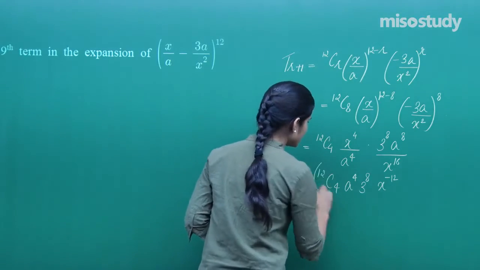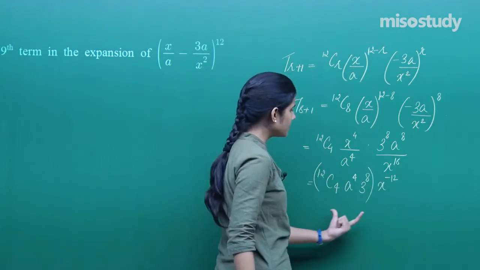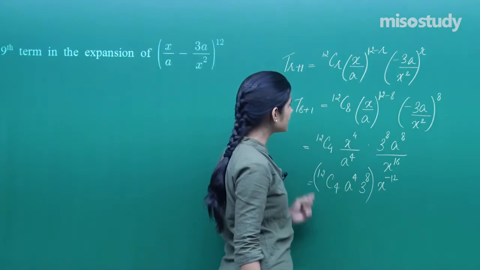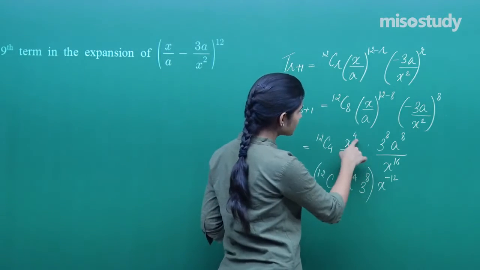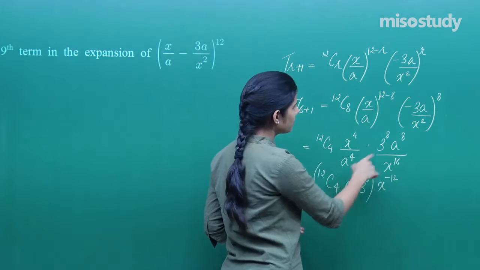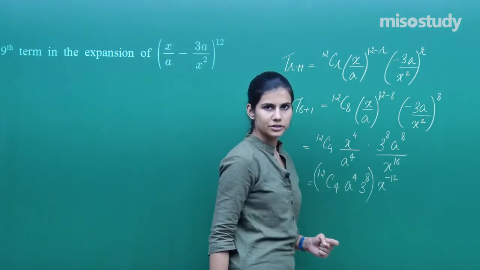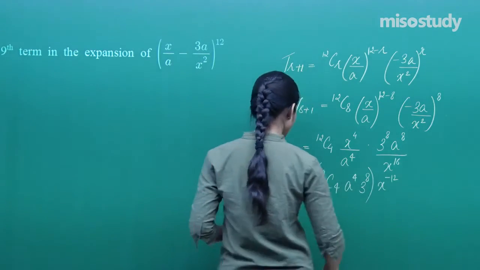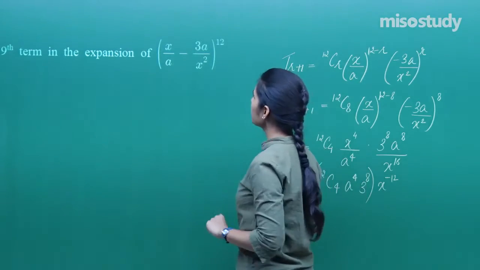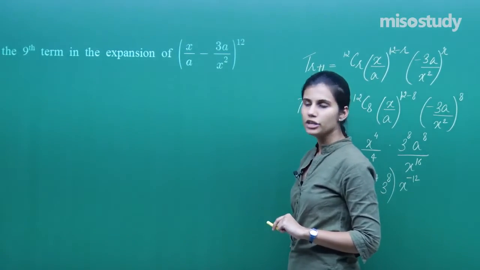The 9th term actually is, this is the constant part, that is the variable part. This is my complete 9th term: 12C4, x^-12, a^4, 3^8. Clear? This happens to be my 9th term in the expansion of (x/a - 3a/x^2) whole to the power 12.